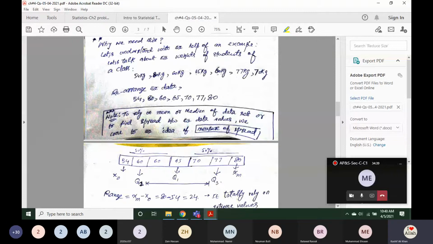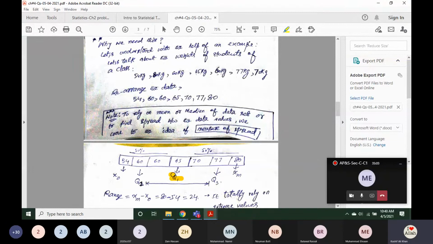As I rearrange the data and write it down here in ascending order, and since the number of data values is 7, which is odd, what will be the median here? Median is the central value. So students, please correct it. 65 is the value of the median.